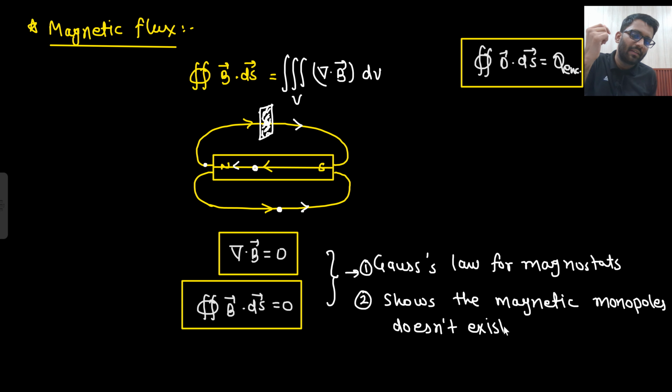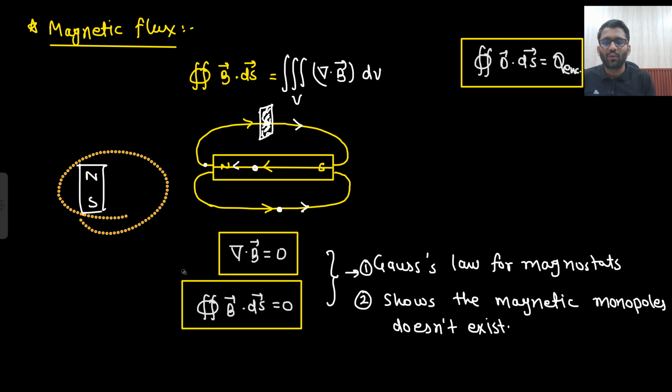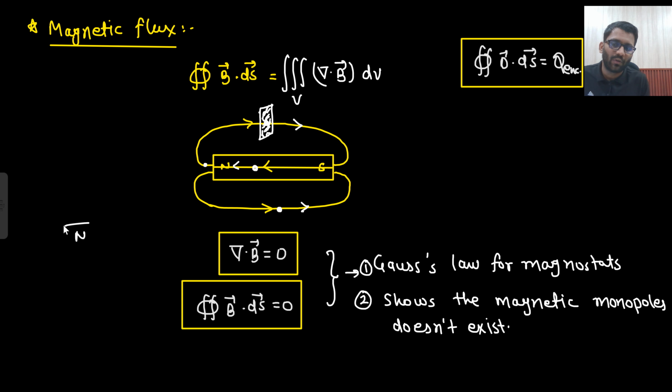What do you mean by that? It cannot happen that only the north pole exists. This will never happen. If there is a magnet, and there is a north pole, then certainly there will be a south pole as well. Let's just say only the north pole was available, and no south pole is there.